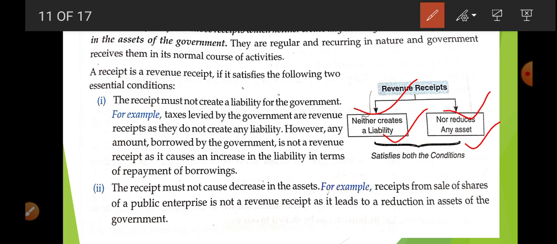So in this way, when you take a loan, it creates a liability. If you are selling something, then you are getting money, and this falls in the fixed assets. So this is not going to be your revenue receipt. For a revenue receipt, there is no liability in future, and there is no decrease in your fixed assets. So if you talk about the country level, what will be its example? Tax and non-tax receipts. Okay, so let me explain.